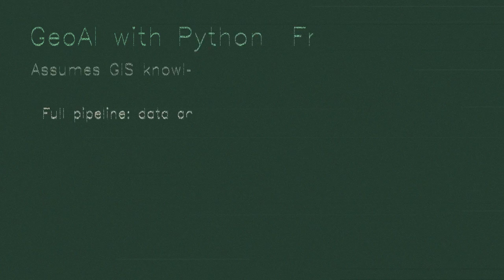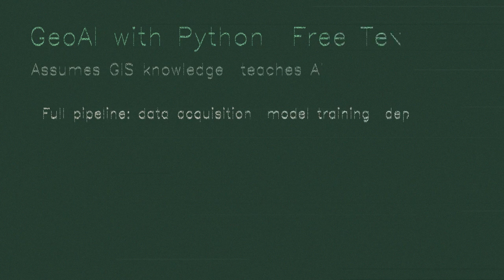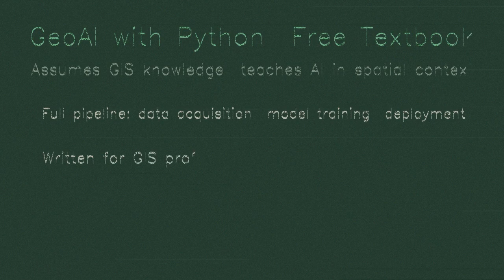There is also an open textbook now. GeoAI with Python was published as a free, open educational resource. It covers the full pipeline from data acquisition through model training to deployment. For GIS professionals who want to learn geospatial AI but find the academic papers intimidating, this textbook is an excellent starting point. It assumes GIS knowledge and teaches the AI side in the context of spatial problems that will feel familiar.